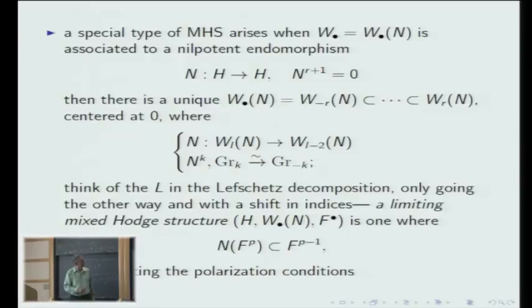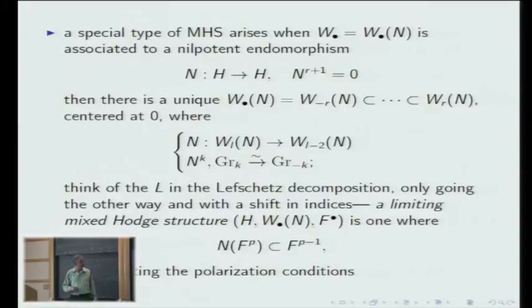I think I'll skip that. A special type of Hodge structure arises when you have a nilpotent endomorphism, and then there's a unique monodromy weight filtration coming from that nilpotent endomorphism that satisfies these two properties: that they drop the weight by 2, and they're an isomorphism about the middle. So it smells like the Lefschetz theorem.